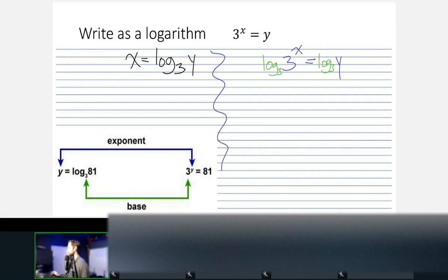It drops down in front, but the property says we do what to it first? Yeah, we bring it in front. It's a property. It's the same idea. We should get in the habit of doing this to show this property in action versus just dropping it down.